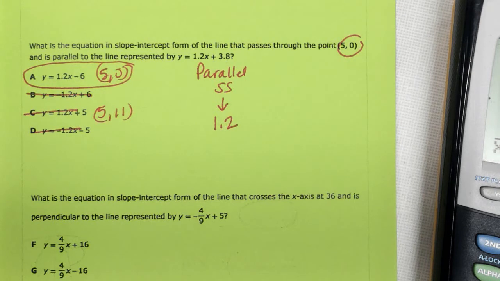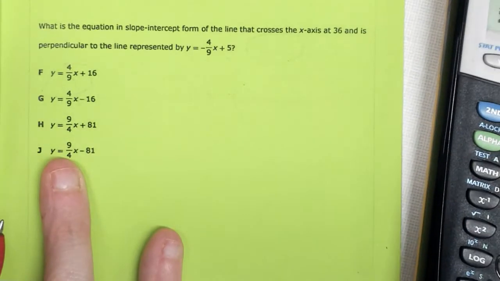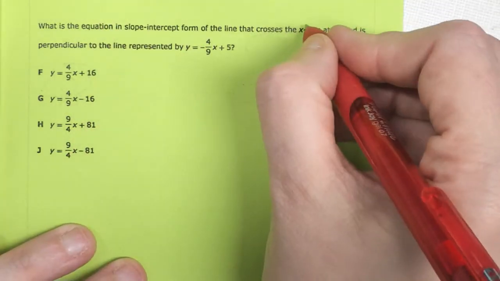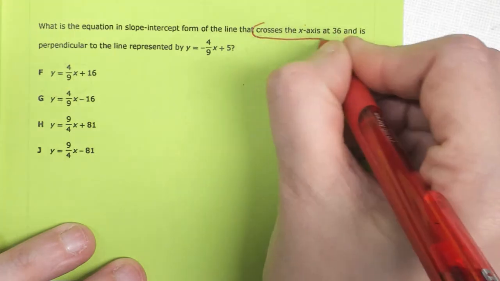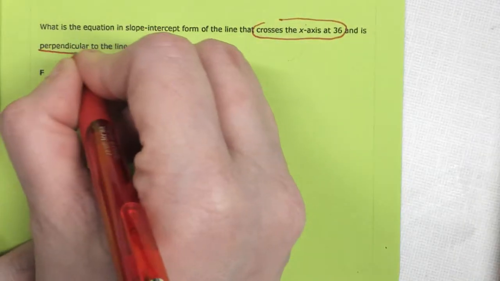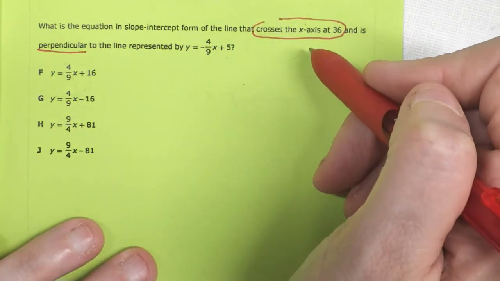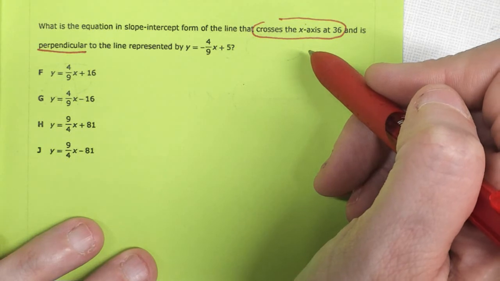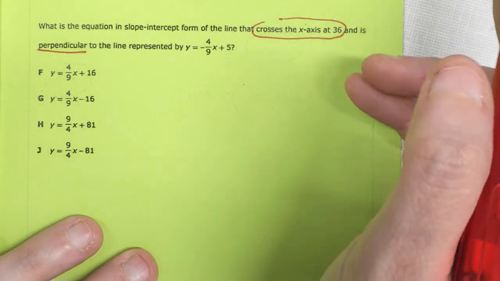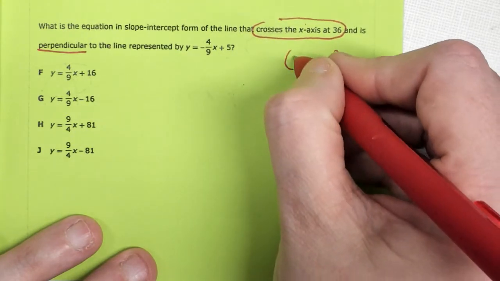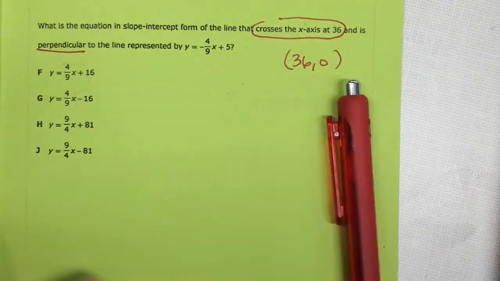Okay? What do we think about that? Easy? Okay. I want you all to try the next one. Now, the next one's a little trickier. First of all, it says crosses the x-axis at 36, and it's perpendicular. I'm going to let y'all try this one, but what does crosses the x-axis at 36 mean? It's a 0. So it's an x-intercept. So what's the ordered pair going to look like? (36, 0). There we go. I want y'all to take a minute and try that one.